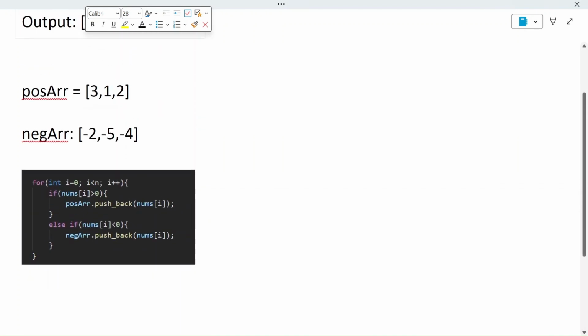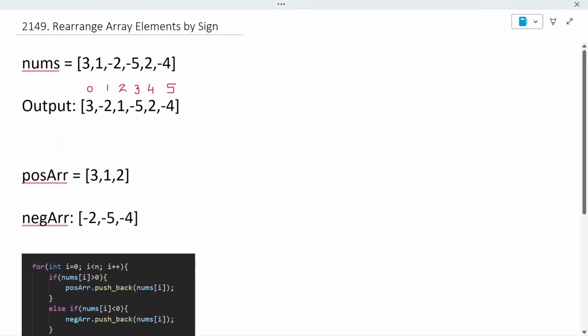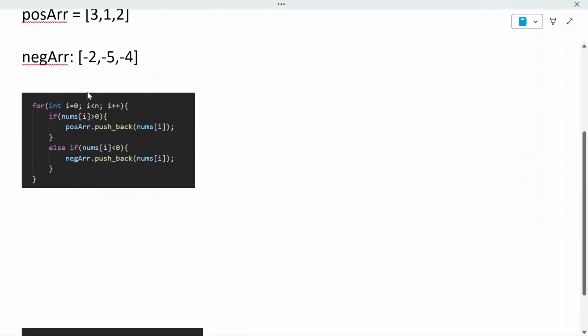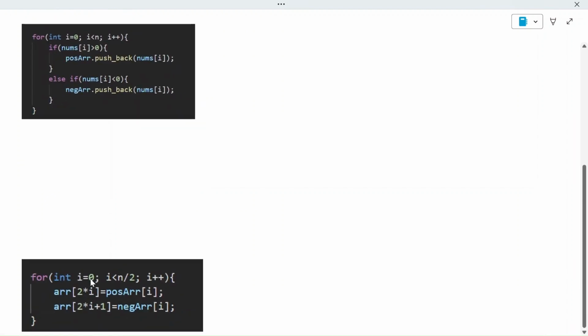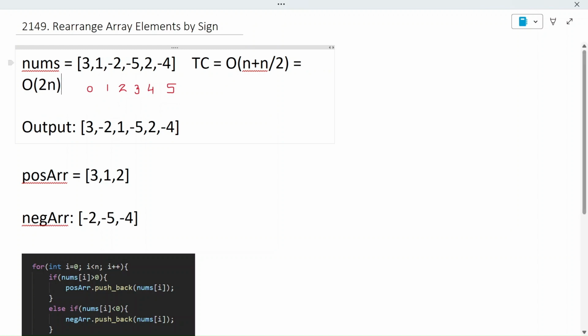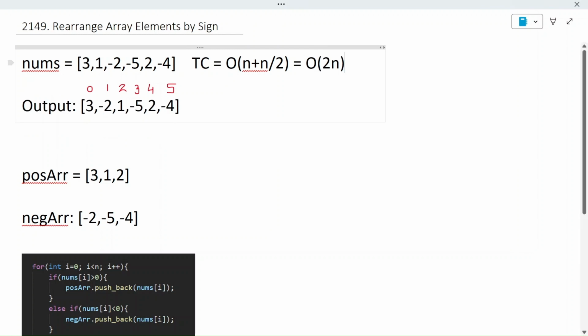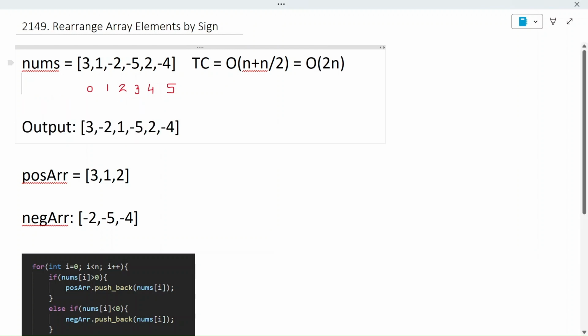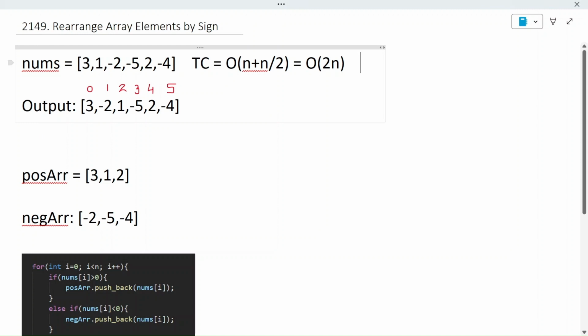Now what is the time and space complexity of this? As this iteration is taking big O of n, and this iteration is taking big O of n by 2, its overall time complexity will be n plus n by 2, which is big O of 2n. So its time complexity is big O of 2n. And what will be its space complexity?